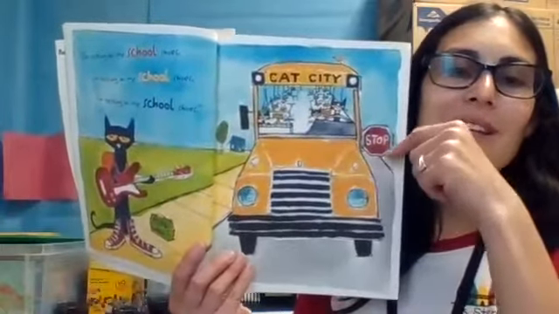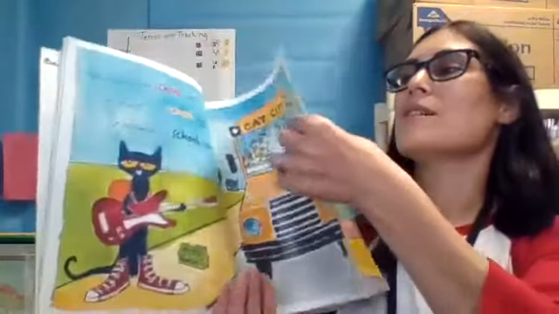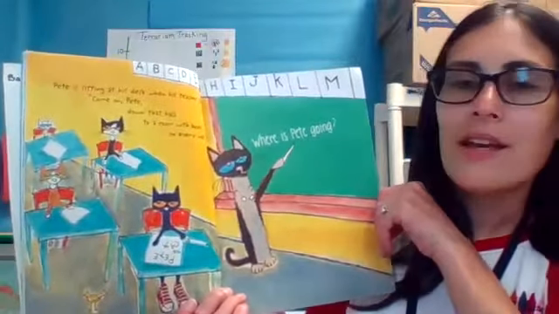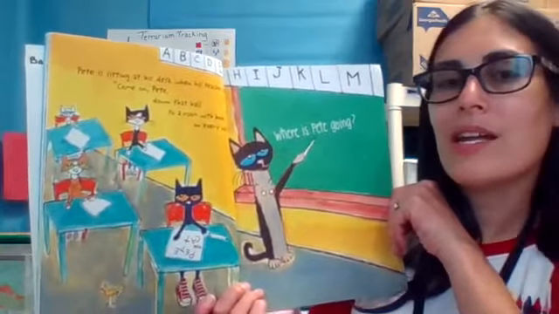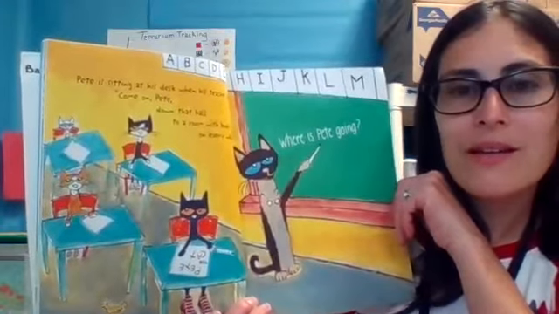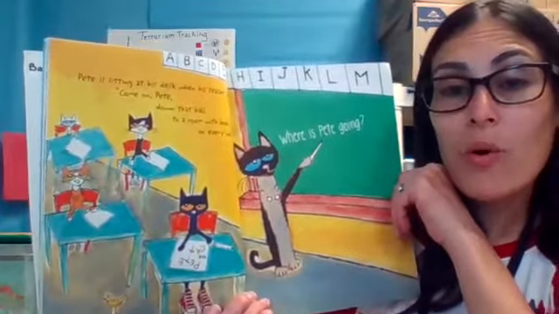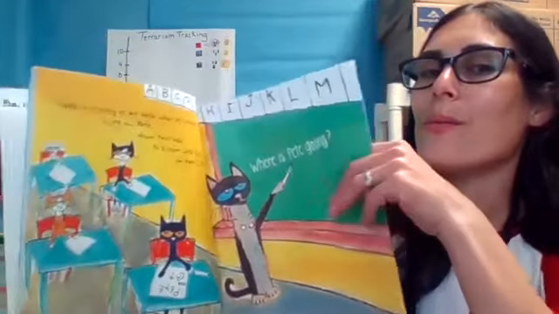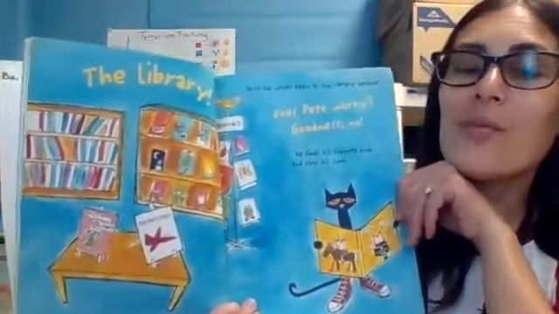Okay, what is he about to get on? The school bus. Pete is sitting at his desk when his teacher says, "Come on, Pete, down that hall to a room with books on every wall." Where is Pete going? What place has a room with books on every wall? The library.